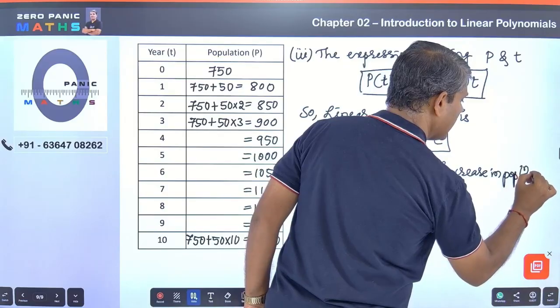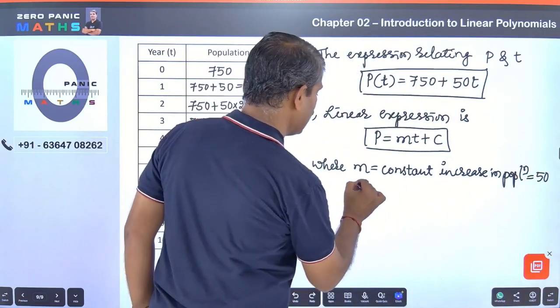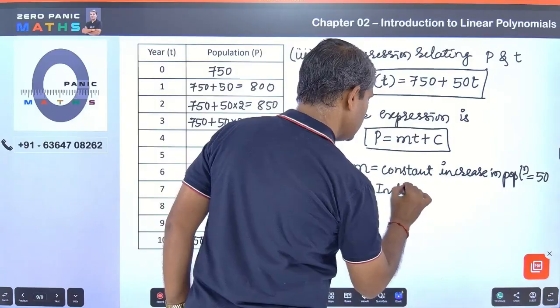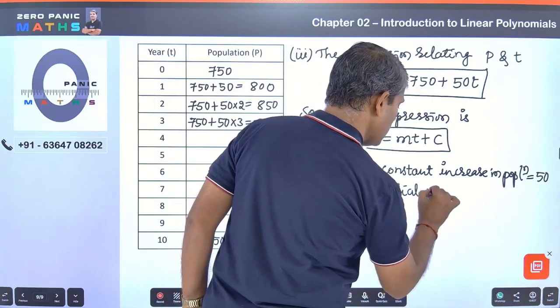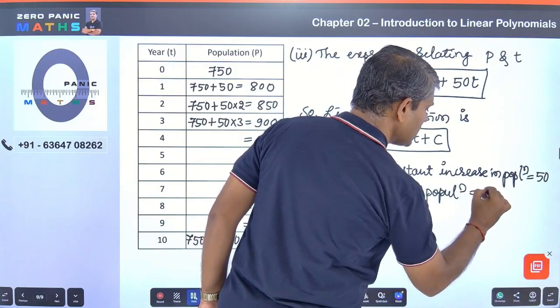Okay, and what is that? It is 50 people per year. And what is C? C is the initial population. Okay, and that is 750.